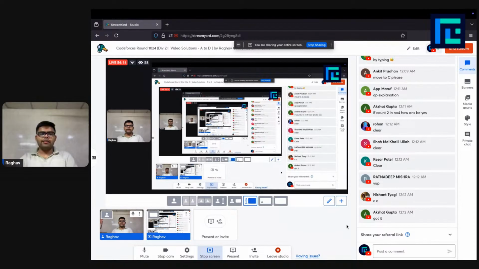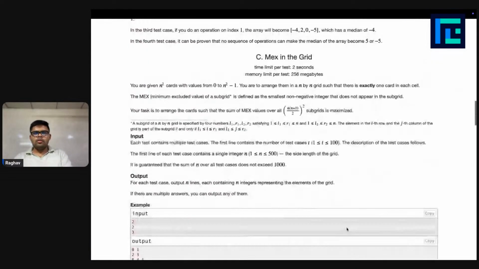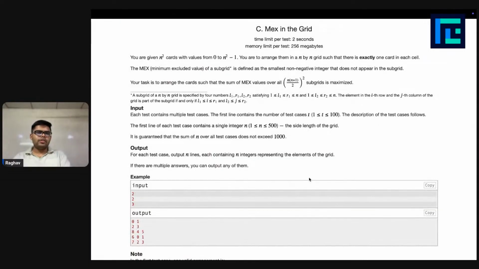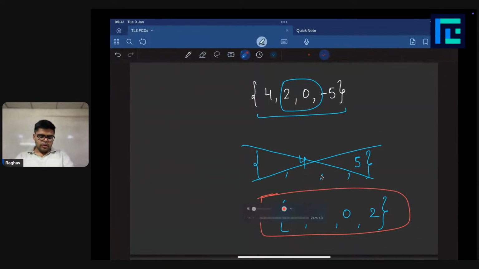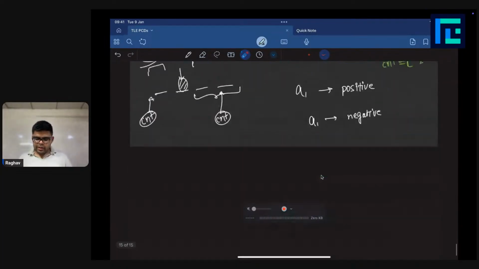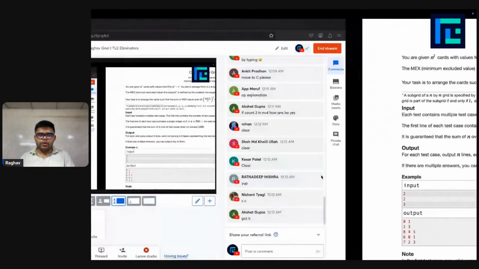Okay, so if we are done with the B problem, then now let's move on to the C problem. This is going to be the most complicated problem for this PCD. Okay, so before starting the C problem, I would like to have a 2 minutes break just to give rest to my throat so that it would be easier for me to speak.